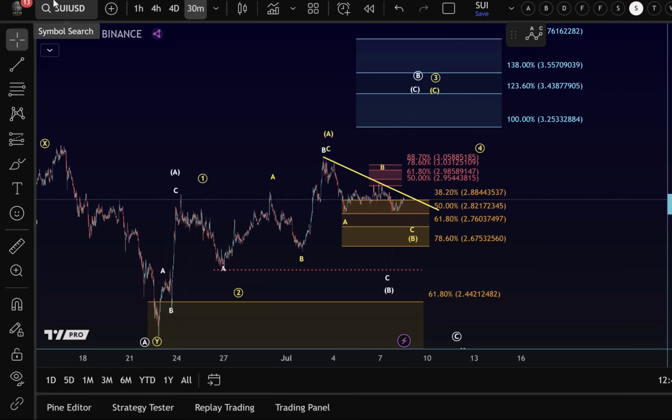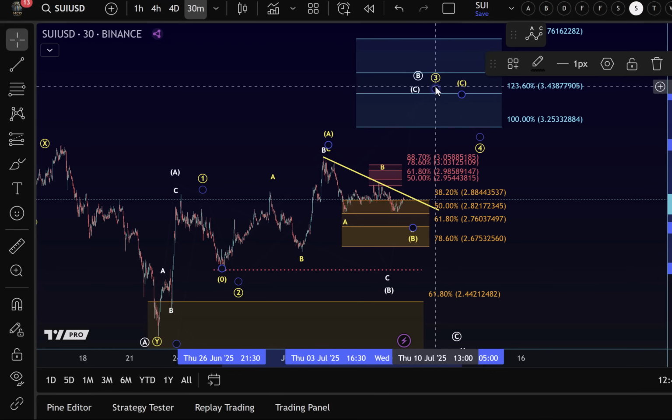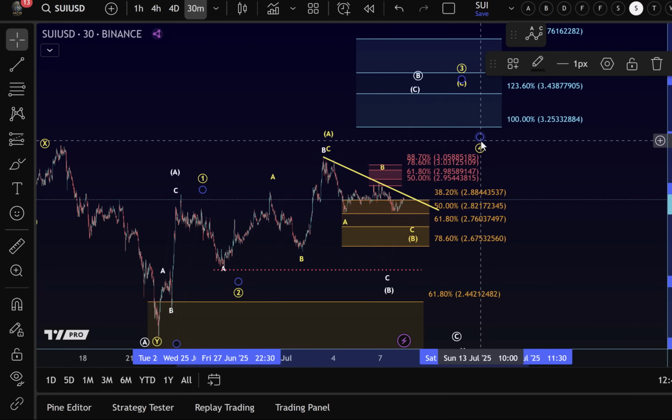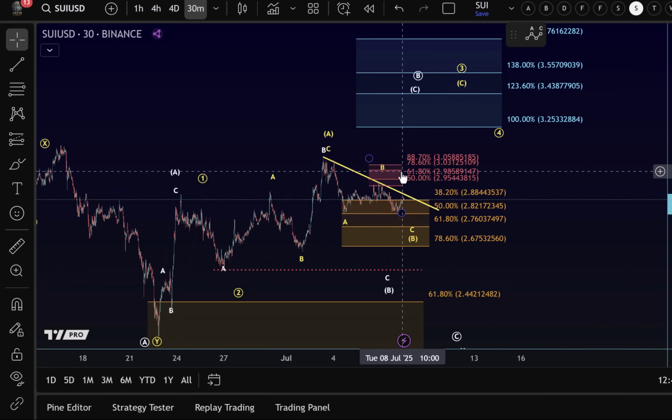Here on the SUI chart, we're still tracking a potential diagonal structure to the upside. That's unchanged from yesterday. The price has seen a rejection from our resistance area, which is not a surprise. That's why we have these pivots on the chart. They are areas to watch, areas of interest.